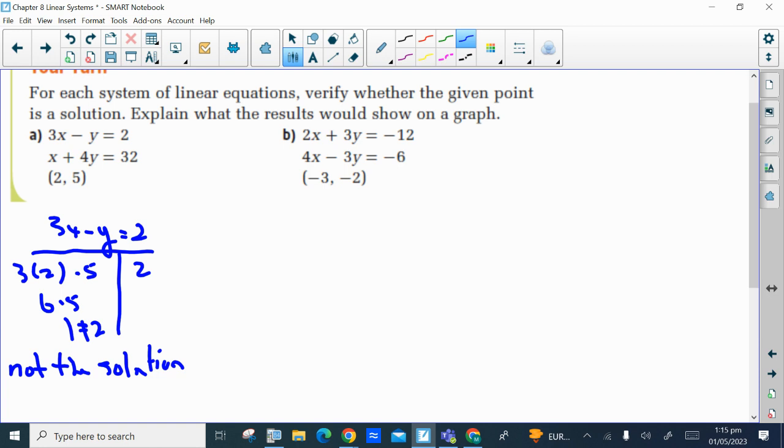And it actually doesn't work for the second equation either. When you let x equal 2 and y equal 5, you're going to get 2 plus 20, which is 22, not 32. But the fact that it doesn't work for the first equation is all you really need to show. It's not the solution. So now let's check for question B. See if negative 3, negative 2 is the solution to that system.